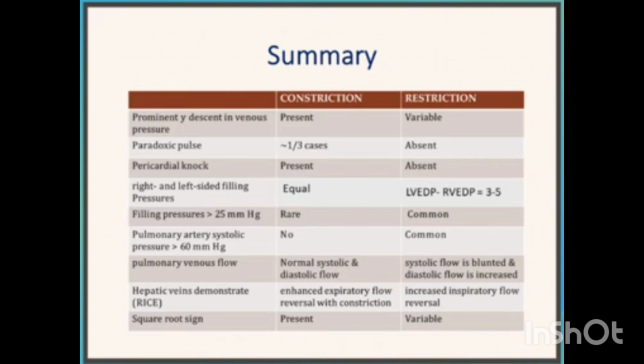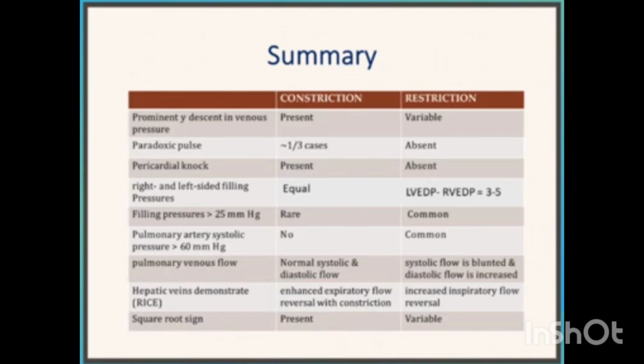In pulmonary venous flow, the systolic flow is blunted and the diastolic flow is increased in RCMP, that is restrictive cardiomyopathy, but there is normal systolic and diastolic pulmonary venous flow in constrictive pericarditis. The hepatic veins show an expiratory flow reversal with constrictive pericarditis, whereas an increased inspiratory flow reversal is what is seen in restrictive cardiomyopathy.